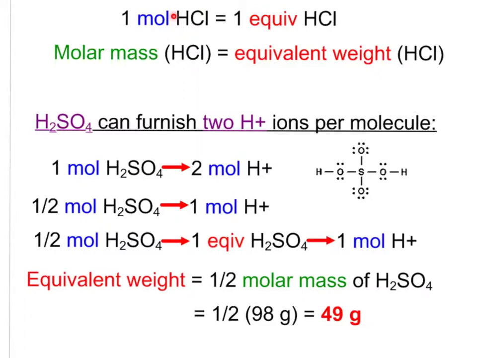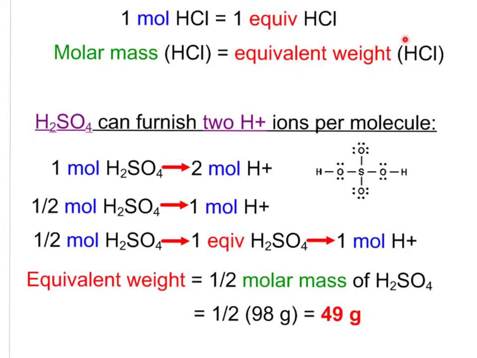1 hydrogen ion. Another thing to keep in mind when we're talking about this, the molar mass of hydrochloric acid is equal to the equivalent weight of hydrochloric acid. So when you look on the periodic table and you calculate the molar mass for hydrochloric acid, that will be equal to its equivalent weight. That will be the weight. The equivalent weight, remember, is the mass of that acid that can produce 1 mole of hydrogen ions.